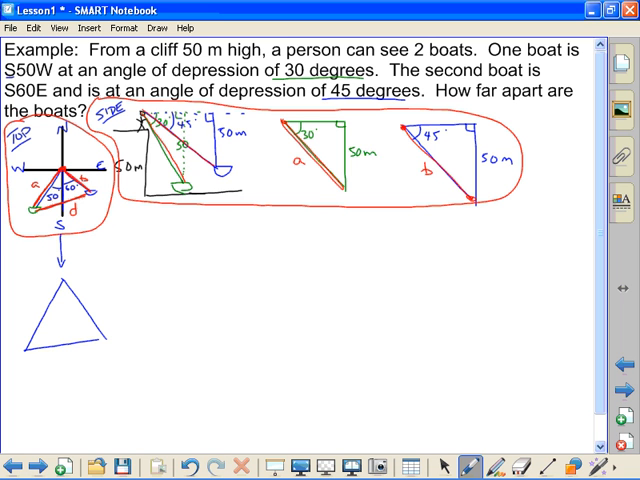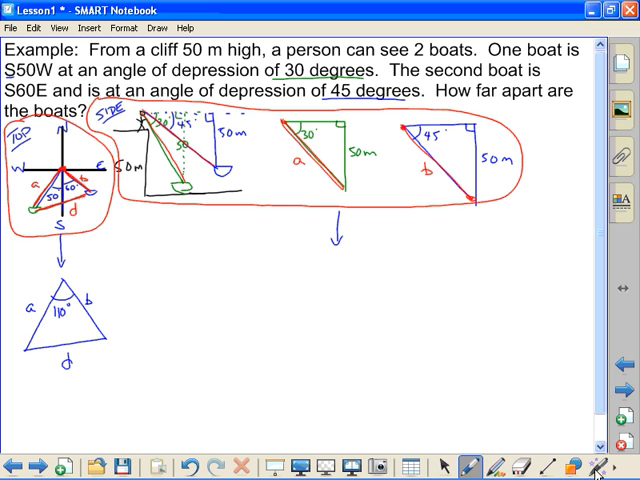I have a triangle that I want to find side D. I know the angle in there is 50 plus 60, so 110 degrees. And I need to know two other pieces of information to solve for D. I need to find A and B, and the only place that's going to come from is over here with the two right angle triangles.